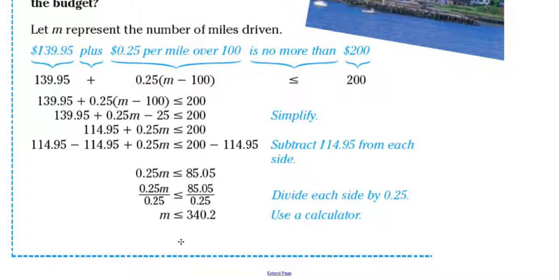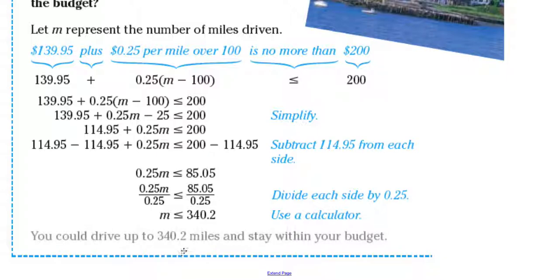So what does that mean? That means you could drive up to 340.2 miles and stay within your budget.